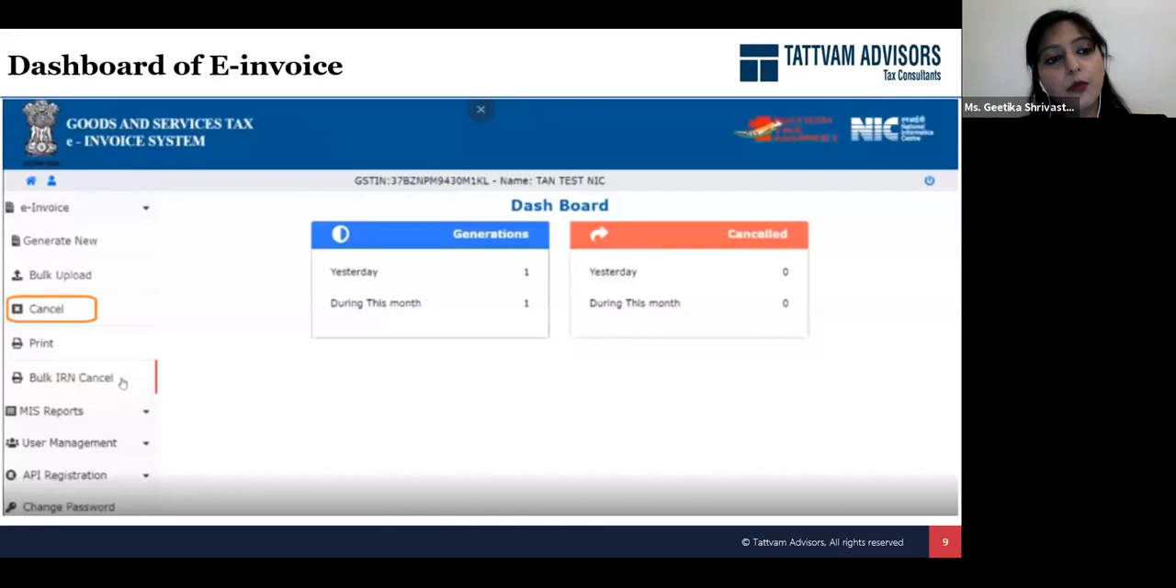On this dashboard, on the extreme left side, you can see e-invoice, generation of the new invoice, bulk upload, cancel. And there are other print and other functionalities which are available.